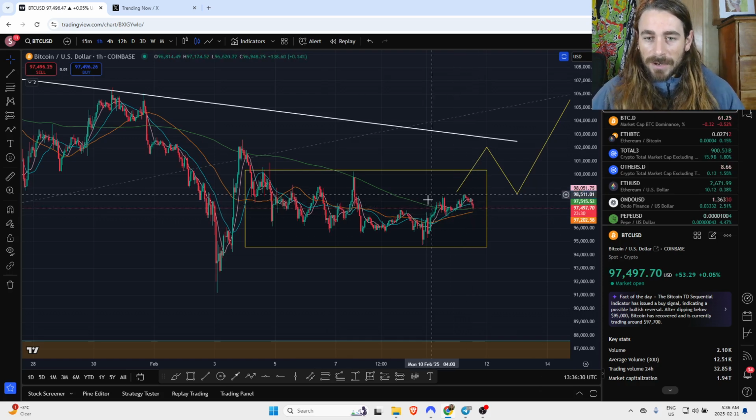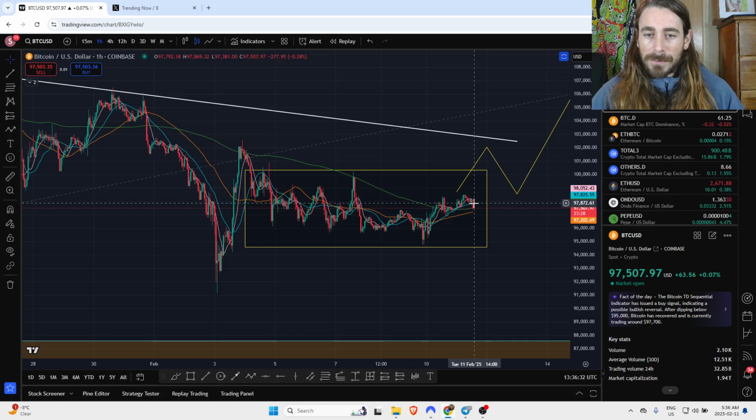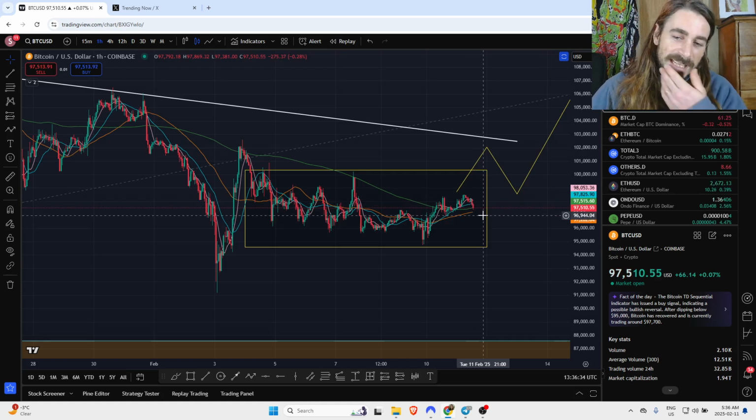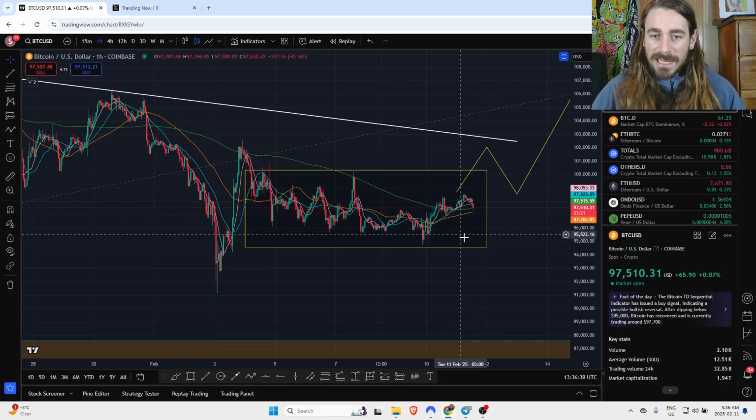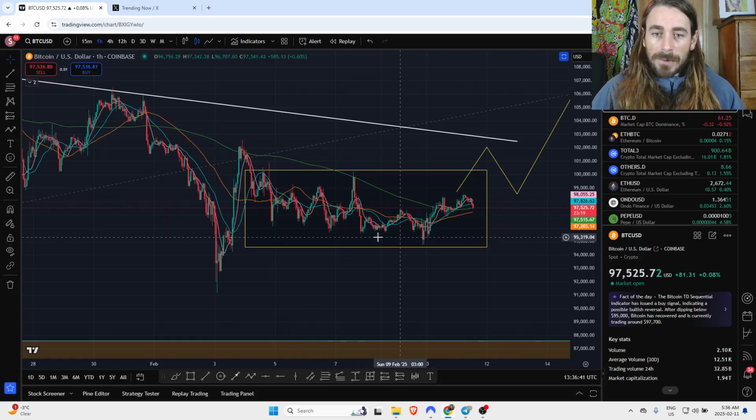We do see all of our moving averages here stacked up. So if we break below these moving averages, retest it, it's not going to look good for a near-term move. Like we come back down, test some of these lower levels, maybe test support through here.